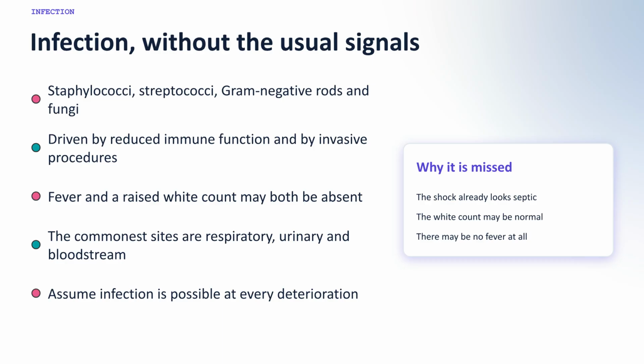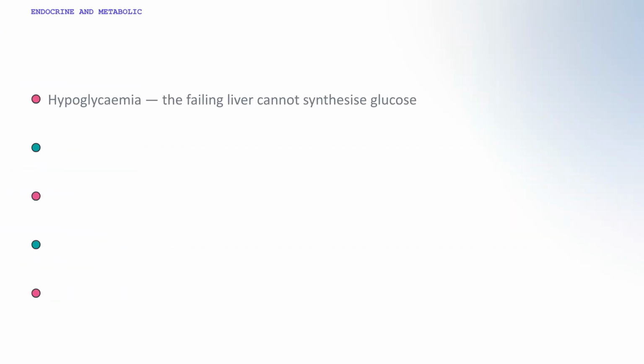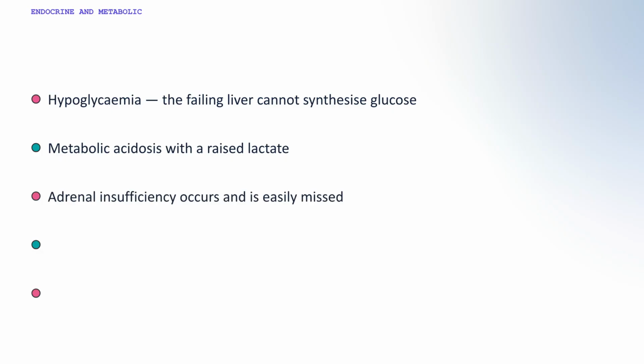The commonest sites are respiratory, urinary, and the bloodstream. Assume infection is possible at every deterioration. And the metabolic consequences. Hypoglycemia, because the failing liver cannot synthesize glucose. A metabolic acidosis with a raised lactate. And adrenal insufficiency, which is easily missed. The clinically vital point is the first one.